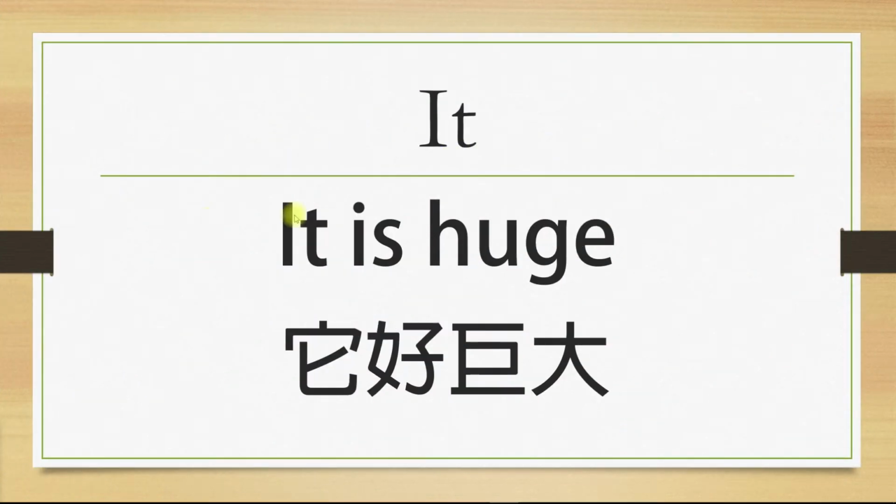It. Sentence: It is huge. 它好巨大. It is 它, and is does not equal 好. And we will leave this for future videos. Huge is 巨大.